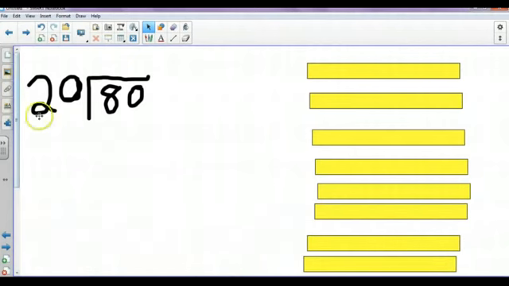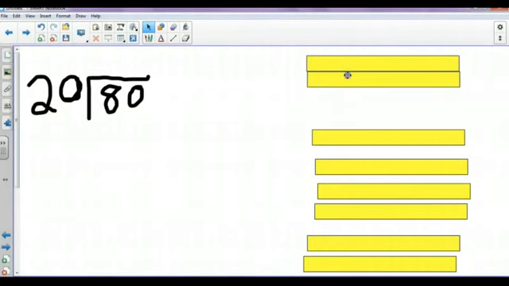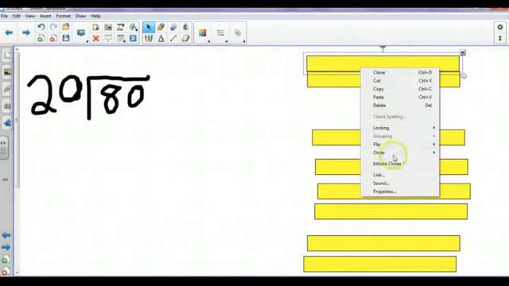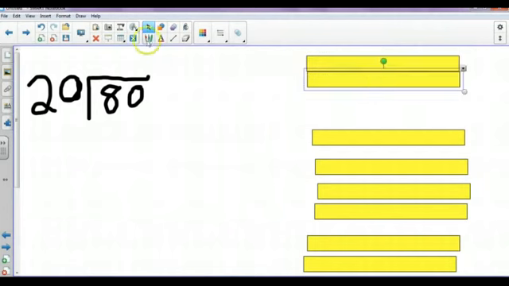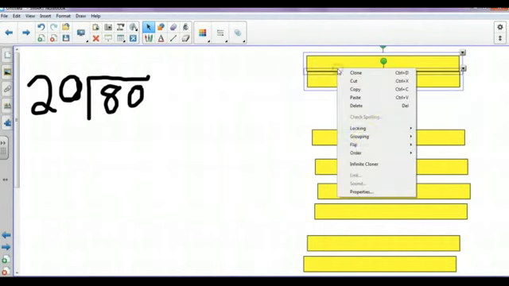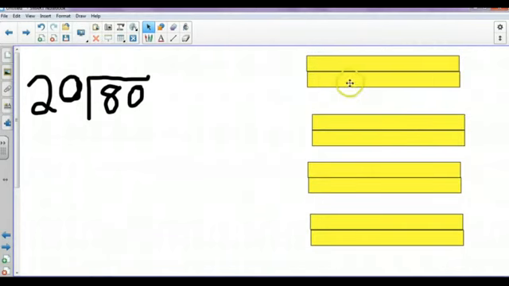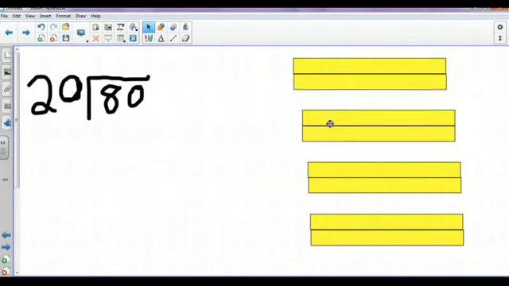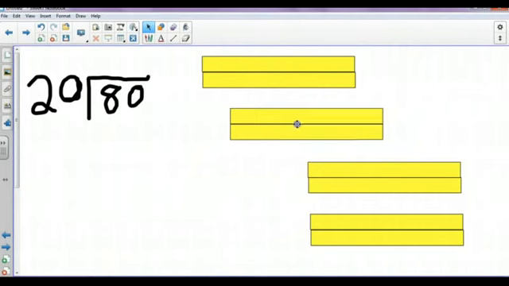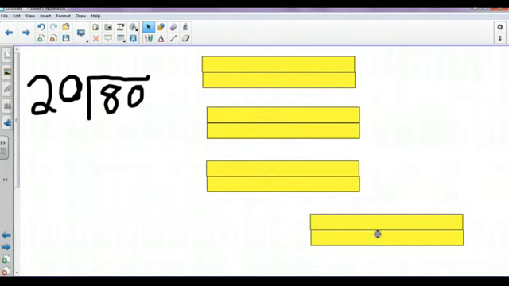Now you notice this time 20 is a multiple of 10. So we're going to group these into groups of 20. Now I have grouped all of these 10 blocks so they move together. So we have 10 plus 10 equals 20. Let's figure out how many groups of 20 go into 80. We have 20, 40, 60, 80.